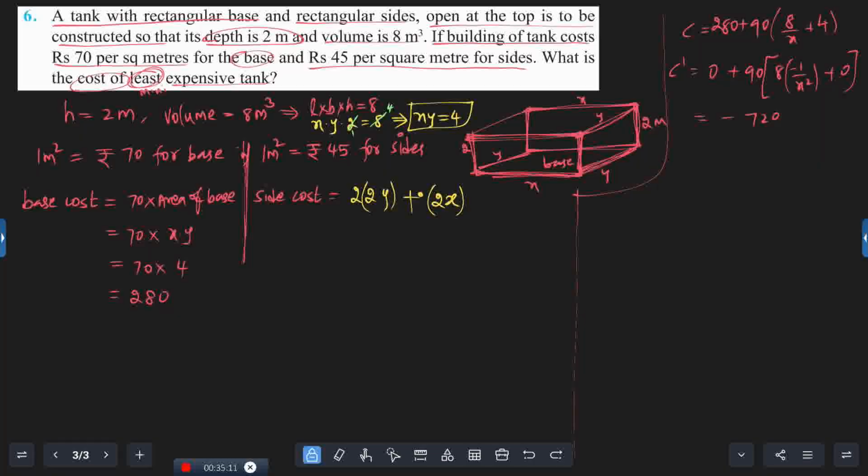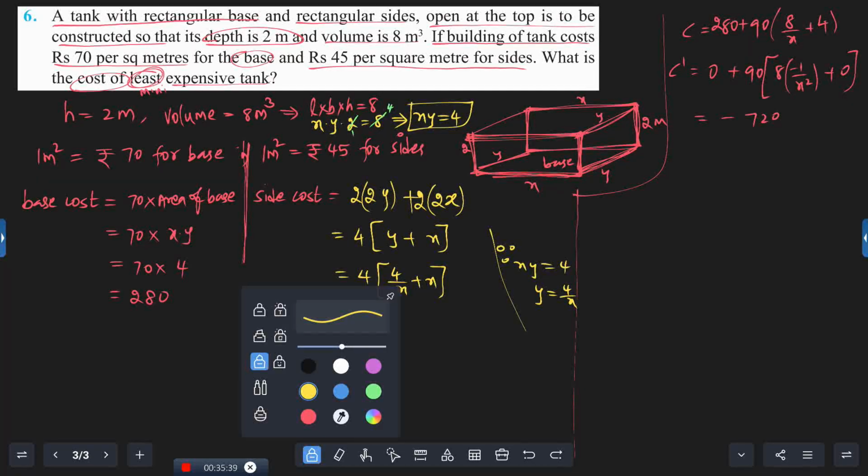Okay. Right. Now you can take the 4 outside. So we have y plus x. The y value you can substitute here. From here you can find y. Xy is equal to 4, y equal to 4 by x. Take the y value and substitute. What is that? 4 divided by x plus x. This is the side cost.